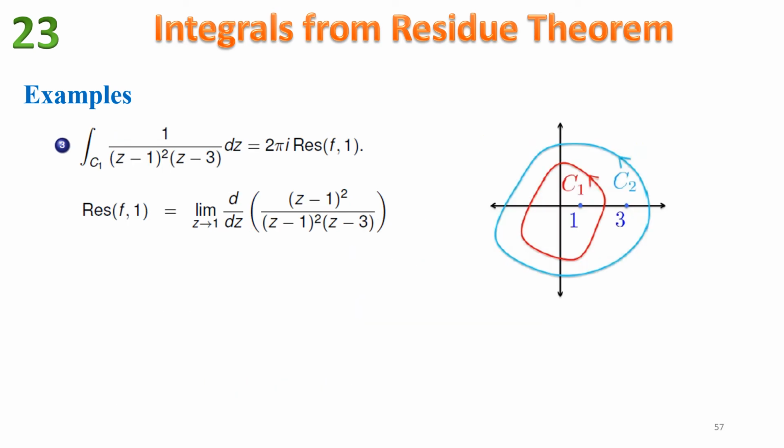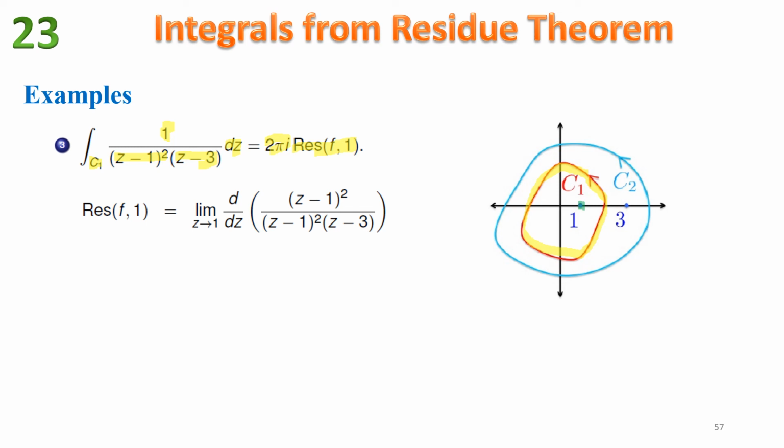Let us roll through one more example wherein we have contour C1, which is the red line appearing on the screen, which I am trying to highlight for you. So this is the contour C1 and the function is having a double pole at 1 and a single pole at 3. This is to be integrated with respect to z. This is equal to 2 pi i times the residue of the function at 1. So we are trying to find the residue of the function at 1 and the contour is C1.